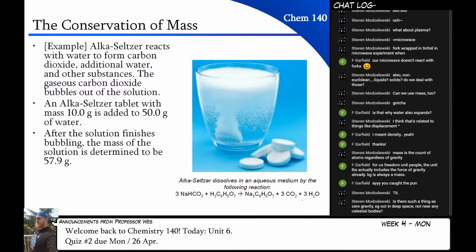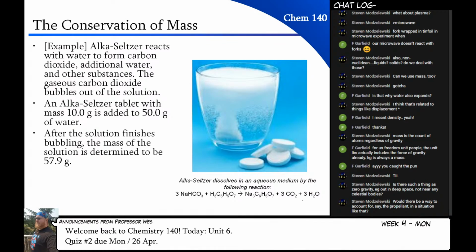Here's a practical example of that. Let's suppose that I have 50 grams of water and 10 grams of Alka-Seltzer, and I mix them. I let it bubble and fizz, and I don't remember what the slogan was for Alka-Seltzer. It was something like bubble and fizz, gee whiz, or I don't know. And then when we're done, this is the mass that we have. So what's the mass of the CO2 in the reaction? How would you find that?